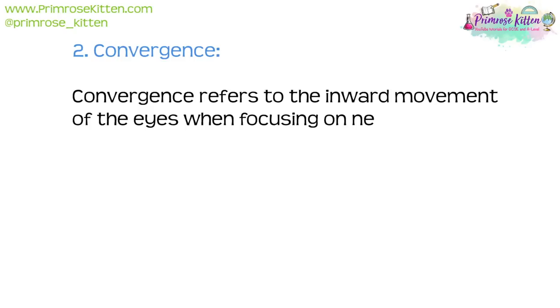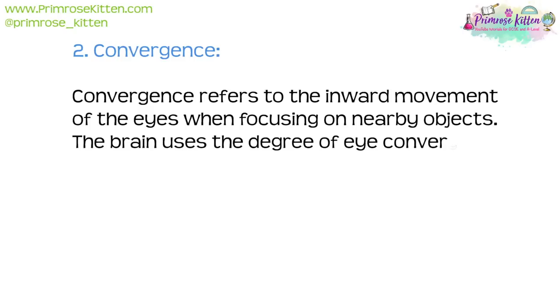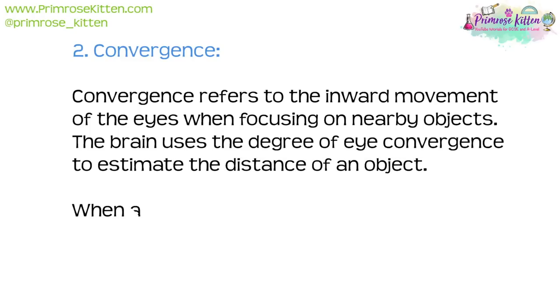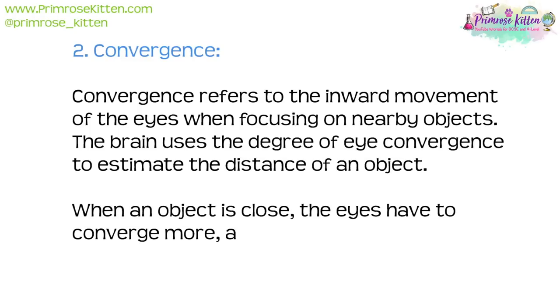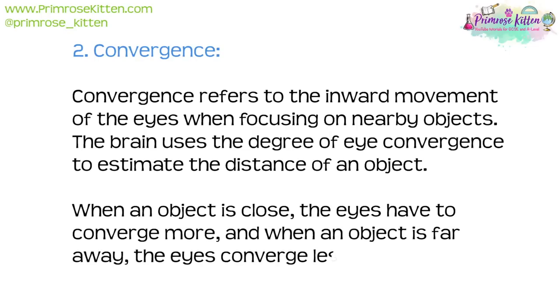The second is convergence. Convergence refers to the inward movement of the eyes when focusing on nearby objects. The brain uses the degree of eye convergence to estimate the distance of an object. When an object is close, the eyes have to converge more. When an object is far away, the eyes converge less.